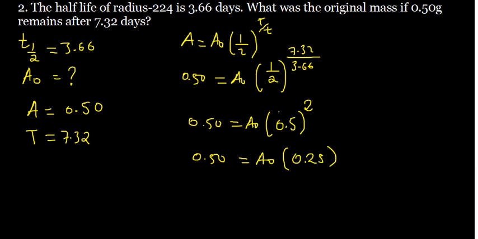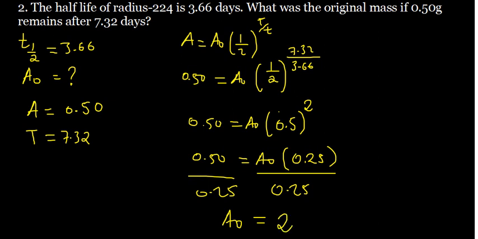0.25. For me to remain with the initial, I'll divide both sides by 0.25. So A initial is going to be 0.5 divided by 0.25, and that is going to give us 2. Remember, this is the initial amount, this is mass, so here mass has been given in grams, so meaning that even this one is going to be in grams. So this was the initial amount. Is this okay?